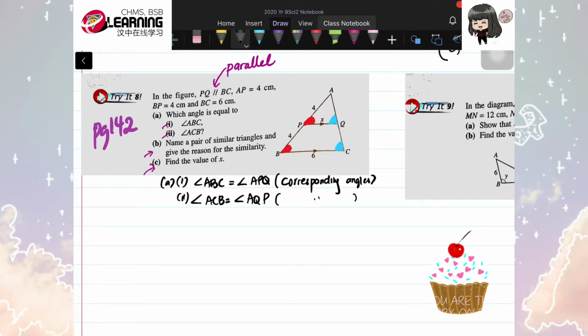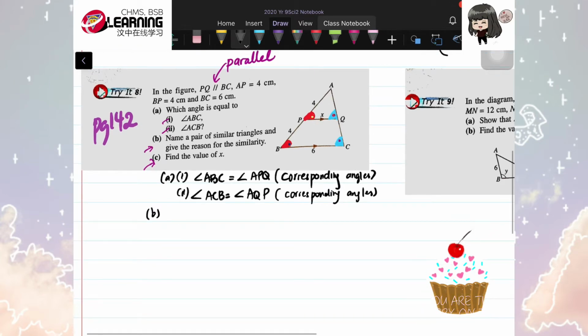So part 2, angle ACB equals angle AQP, and it's because of corresponding angles also. When you see the parallel lines here and here, and you have a straight line connecting the parallel lines, it will form corresponding angles, the blue one and also the red one. These four.